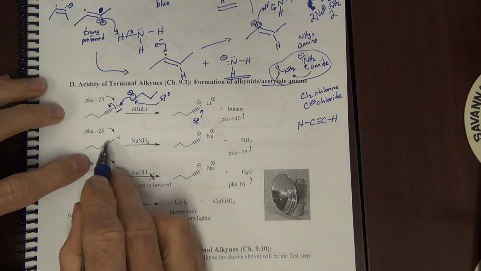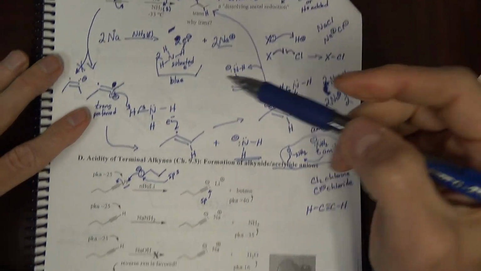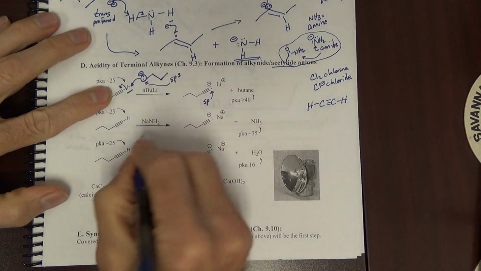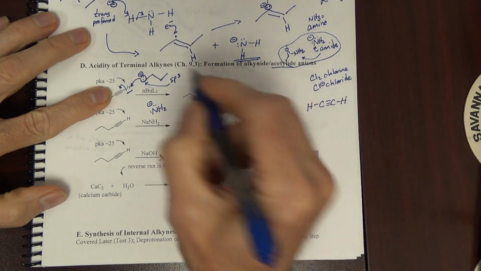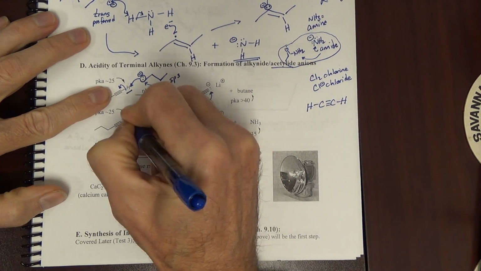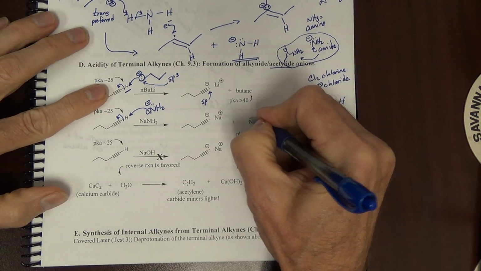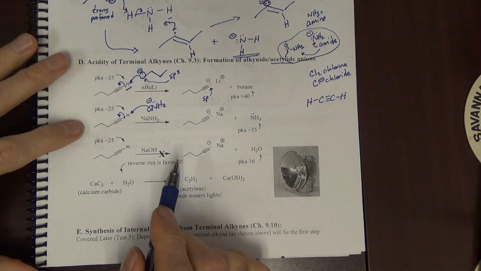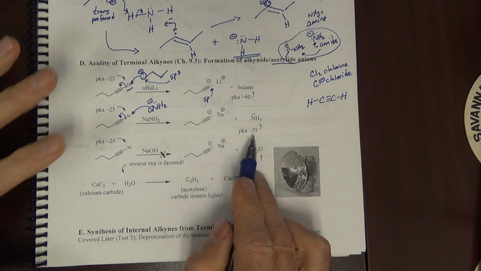Okay, another base we can use to deprotonate terminal alkynes is actually the thing we formed up here, sodium amide. Because when we see this, we know we have NH2 minus. All right, but this can act as a base. Take that H, leave electrons behind, sodium sits with that, and we form ammonia. So this is an acid-base reaction. And ammonia has a pKa of about 35.